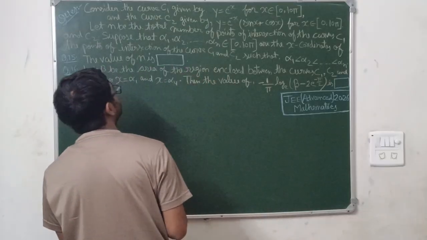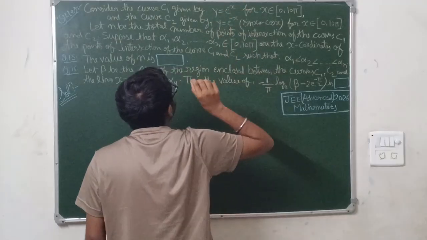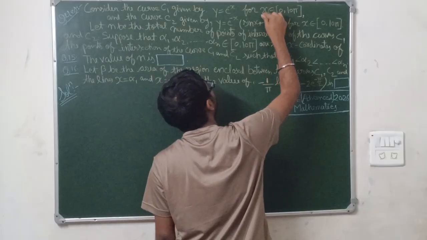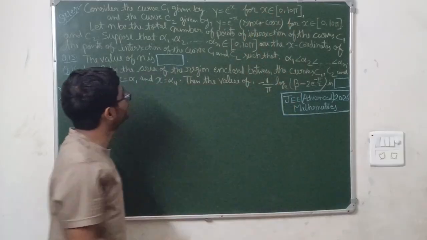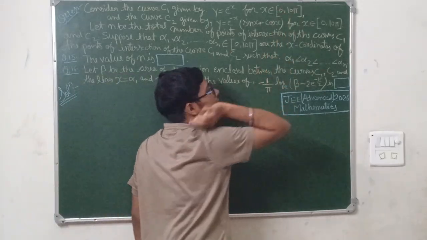equal to e to the power minus x. There is a curve y is equal to e to the power minus x for x belonging to the closed interval 0 to 10 pi. Now this interval is important because it is a closed interval. Closed interval means you have to include 0 and 10 pi as well.